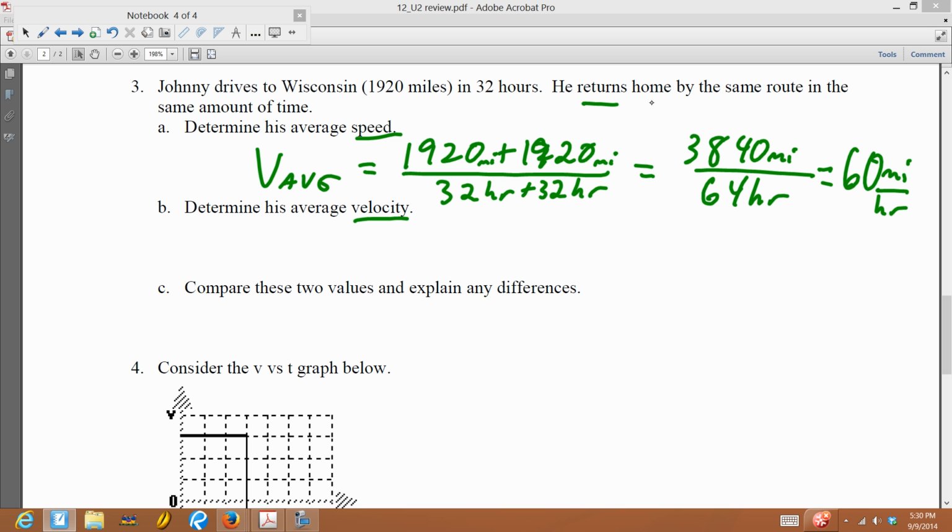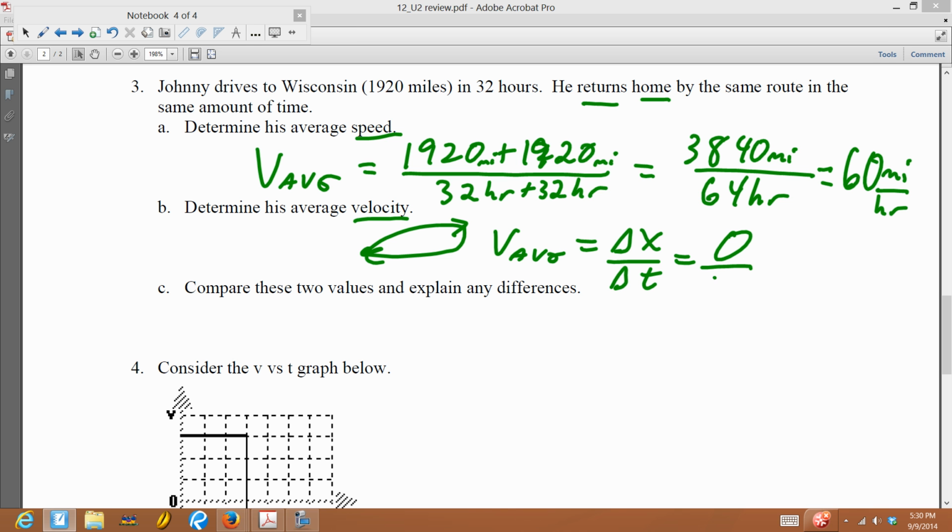Okay? He returns home. And so the answer is that if you start here and you go over there to Wisconsin and then you go back home again, you end up right where you started. And so this, we actually care about direction, and we'd have to say that the change in the displacement would be 0. It'd be 1920 minus 1920, or just 0. He ended up right where he started. And I'd put this over 64 hours, and I would just get 0 in my average velocity.